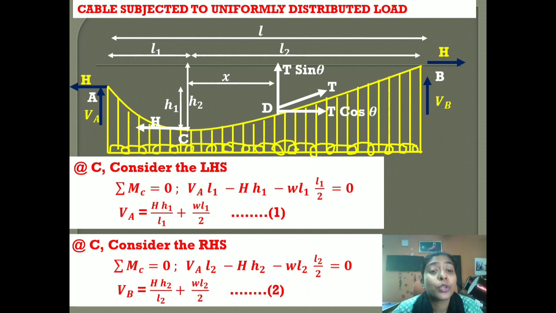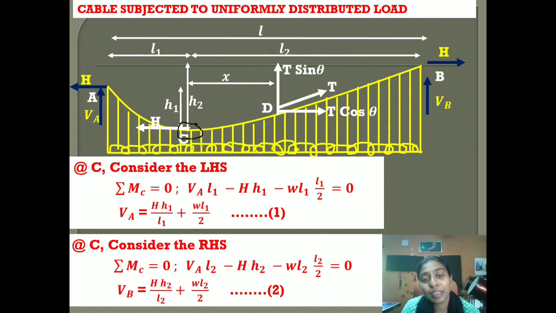Okay, now we are going to find the vertical reaction at A and B. For finding the vertical reaction at A and B, consider moment at C is equal to 0, that is at this point. Consider the left hand side of C and consider the right hand side of C.